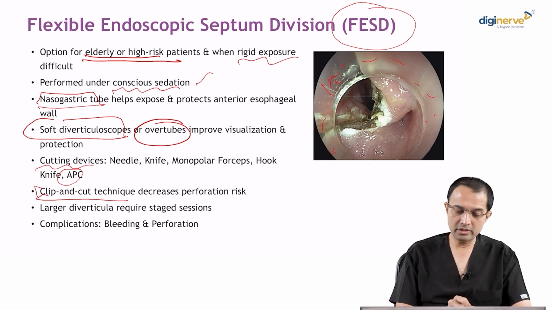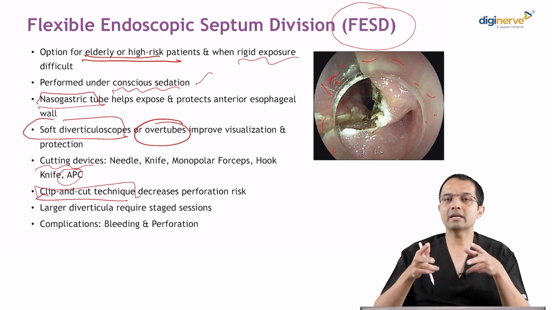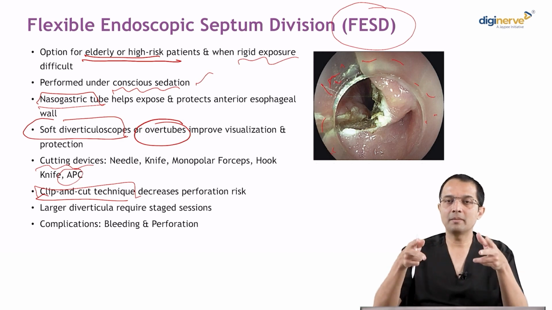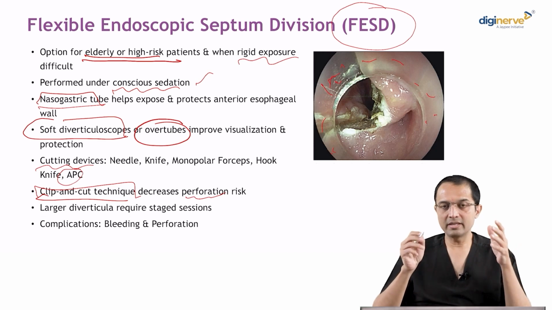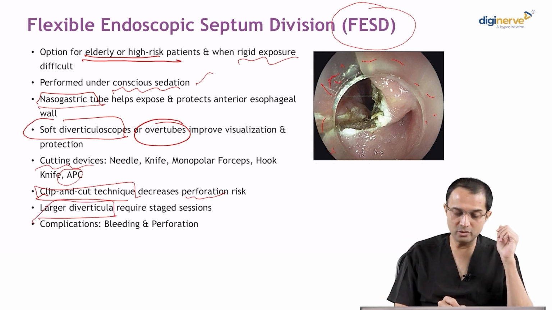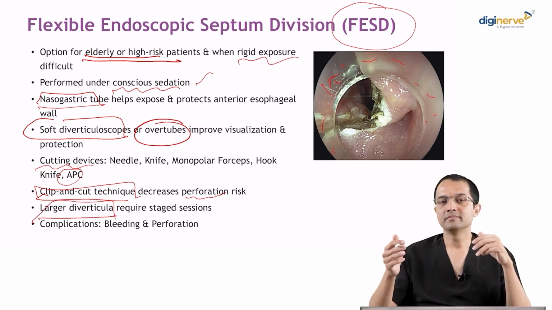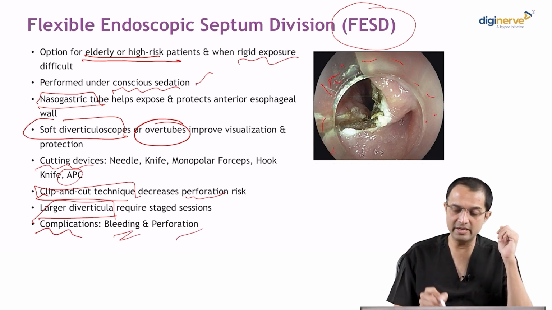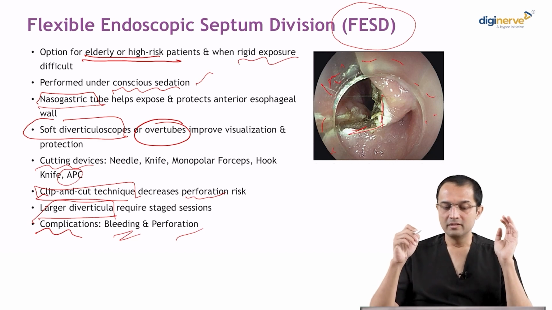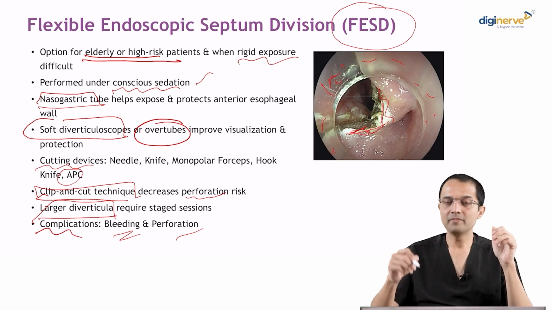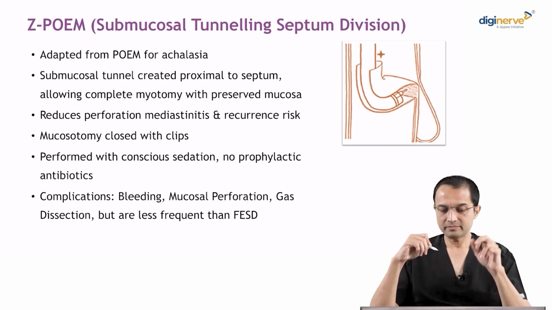You can also use clip and cut technique. Apply clips, then cut, apply clips and then cut. It decreases the perforation risk. If the diverticulum is large, you may have to do a staged procedure. The complication of this procedure is bleeding and perforation. Okay, and you can appreciate the flexible endoscopic septum division has been done here. So that's the margins of the cut edge.